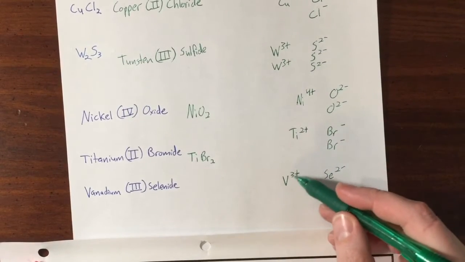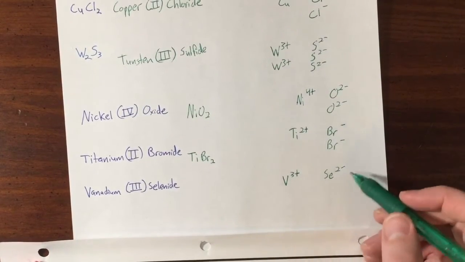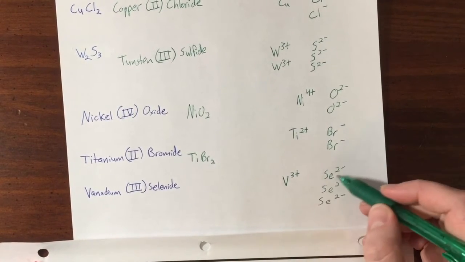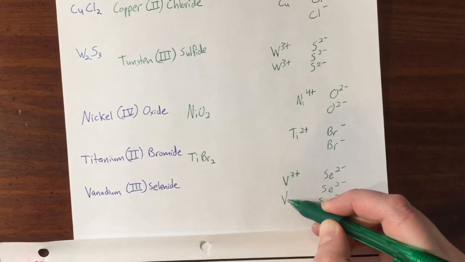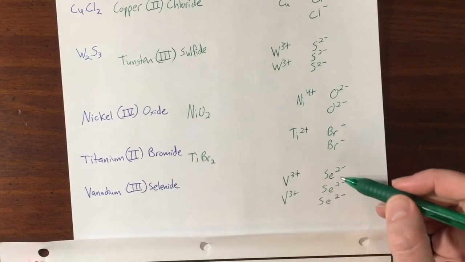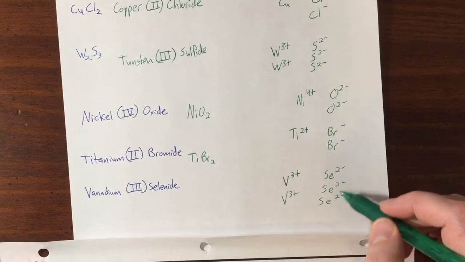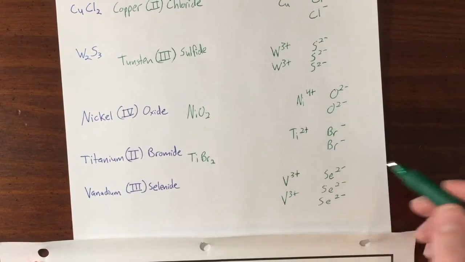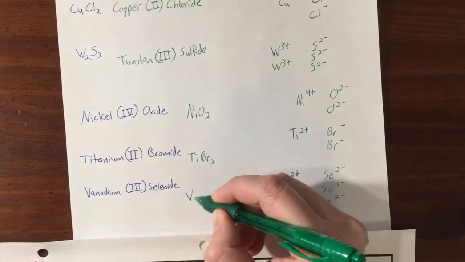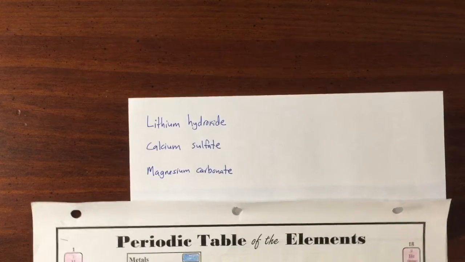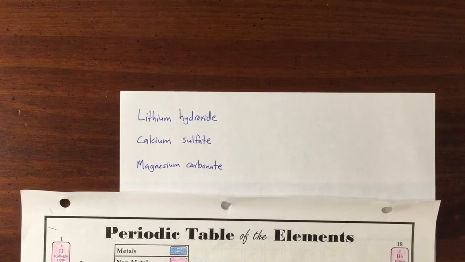So if I have a 3+ charge here, that means I'm going to have 3 seleniums. 2- charge here, that means I'm going to have 2 vanadiums. So let's see, 2, 4, 6, 3, 6. So 6 negative charge here, 6 positive charge here. It all balances out. So I would write V2Se3.